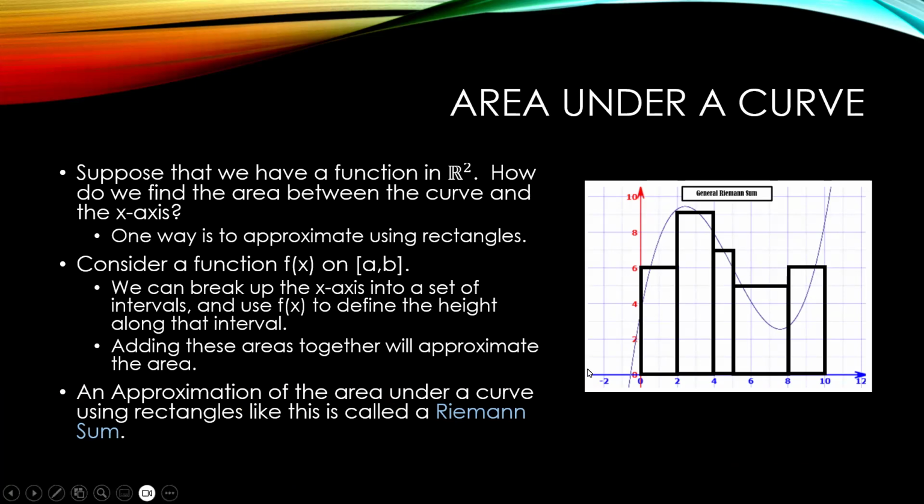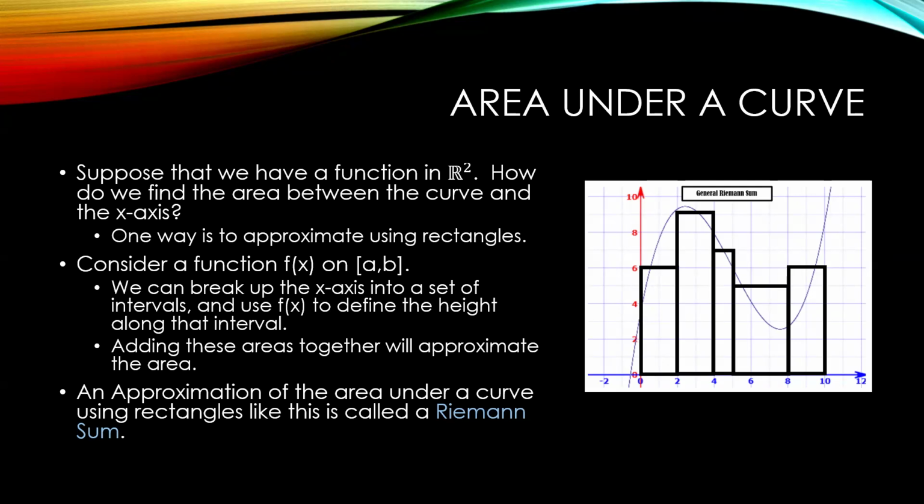And so suppose that we have some function in R2. If we wanted to figure out the area under it, what we can do is break the x-axis into some series of intervals and then use f of x, our function, to define the height along that interval. If we add together these areas, we will get a good approximation for the area. And we call this the Riemann sum.